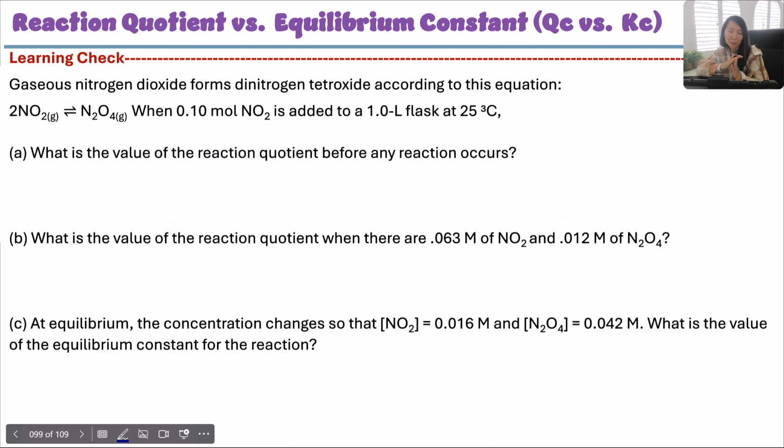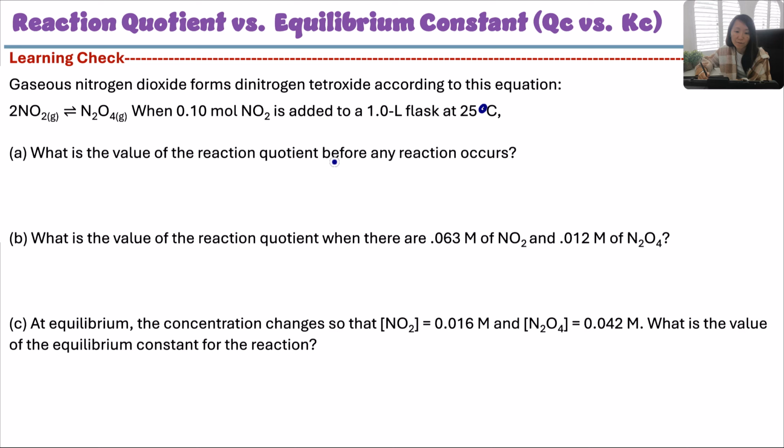So this is a good point to do a learning check. Gaseous nitrogen dioxide forms into dinitrogen tetroxide according to this equation. So we have that equation here. When 0.10 moles of NO2 is added to a 1 liter flask at 25 degrees Celsius, what is the value of the reaction quotient before any reaction occurs?